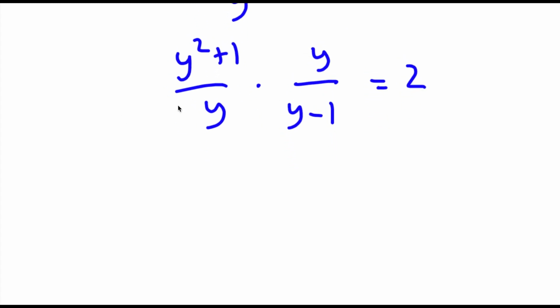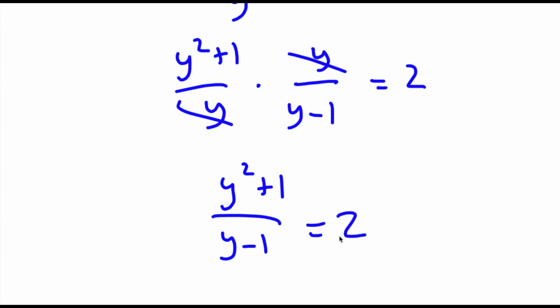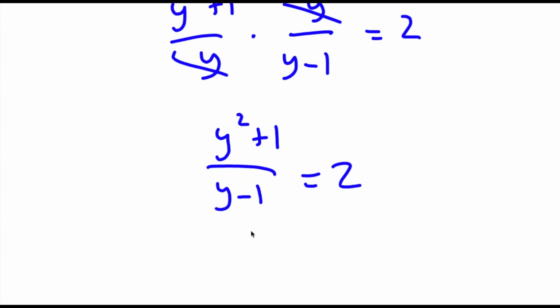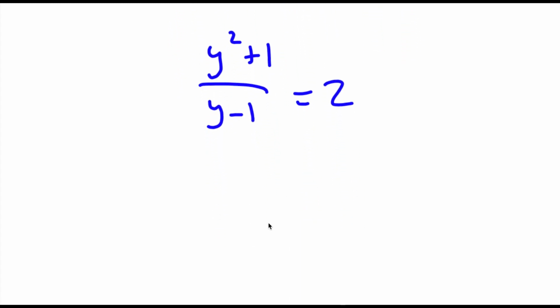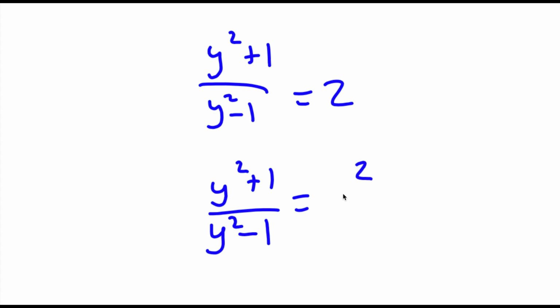Now, these two y's will simply cancel out, so all I'll be left with is y squared plus 1 over y squared minus 1 is equal to 2. Now 2 here is the same thing as 2 over 1, so now I have y squared plus 1 over y squared minus 1 is equal to 2 over 1.